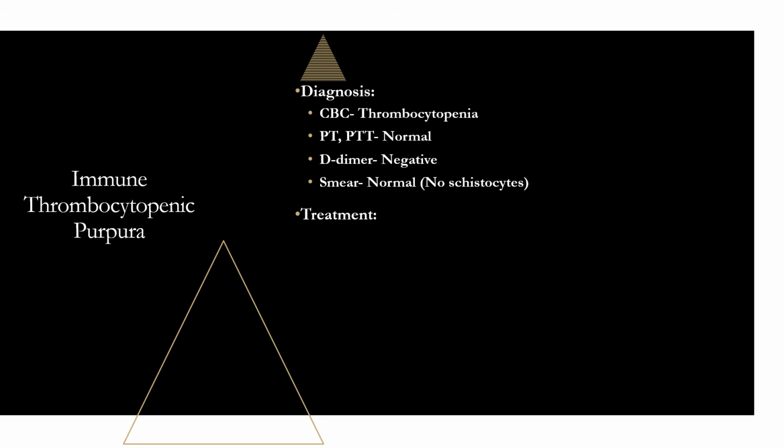Also be aware, especially in kids, a lot of times we're just going to observe. So if patients just have minor bleeding and a mildly decreased platelet count, if it's over 30,000, a lot of times we'll just observe, particularly in children. But otherwise, if they ask you for a medication, there are two, like I said: you're looking for IVIG and steroids.